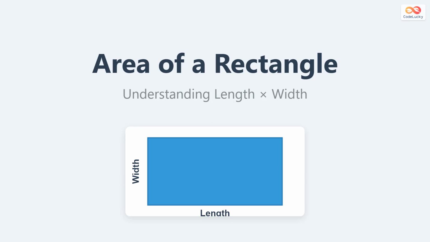Hello and welcome. Today we are going to learn how to calculate the area of a rectangle. This is a fundamental concept in geometry that is very useful in everyday life.